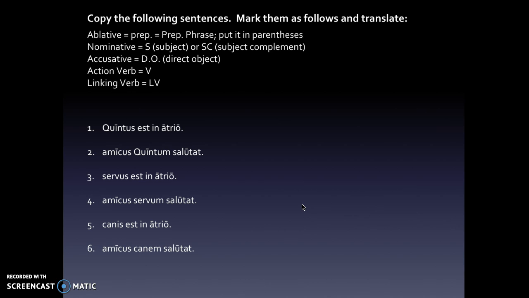All right, go ahead and in a moment pause the video, copy down these six sentences. If you have an ablative, find its preposition going with it. Most likely it's right in front of it for now. Nice and easy, put it in parentheses. If you have a nominative, it's going to be either your subject or a subject complement. Think back to the English example. If there's a linking verb there, you might be looking at a subject complement. If you've got an accusative, you're looking at your direct object, mark it as a DO. If you have an action verb, mark it as a V, a linking verb, mark it as LV. All right, so go ahead and pause the video, copy down these six sentences, mark them up and write out a translation, and then check your work.